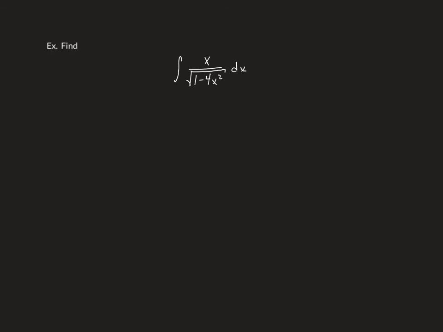So again, this is a complicated integral. I don't want to try anything like a reverse quotient rule or something like that, so I'm just going to look for an interior function that would be a good thing to represent u. So I'm going to let u represent 1 minus 4x squared here. And if I do that, then du is equal to negative 8x dx.